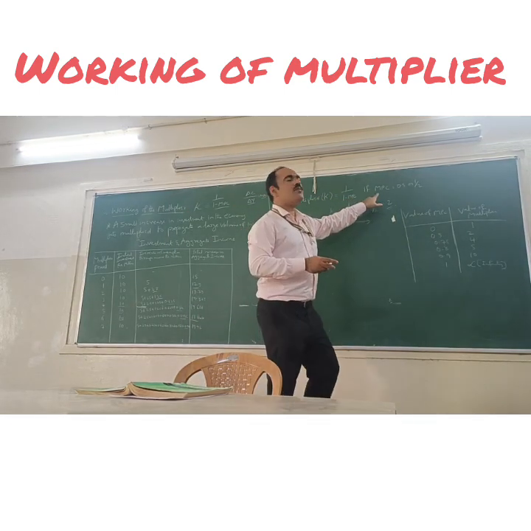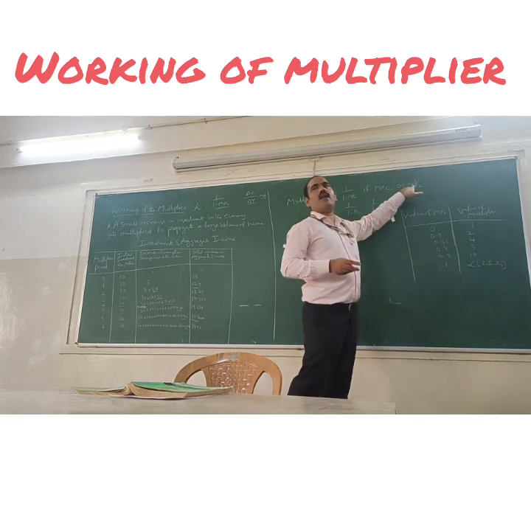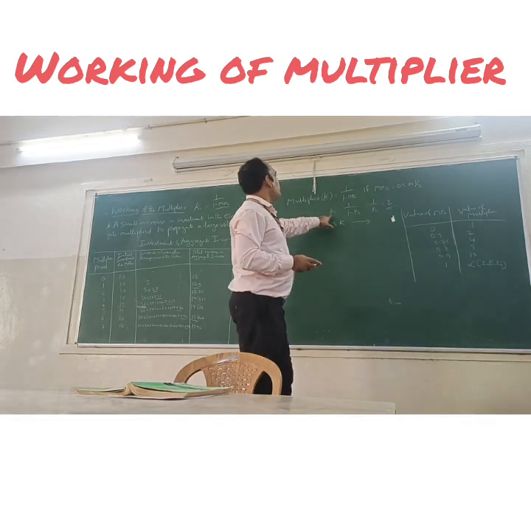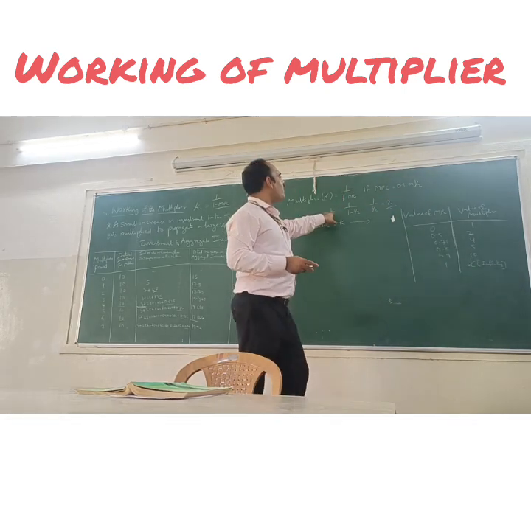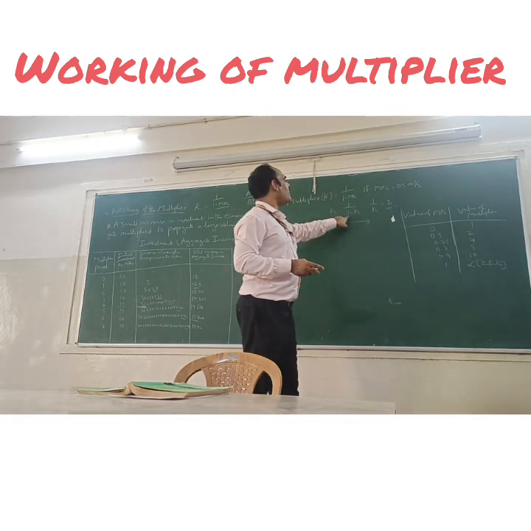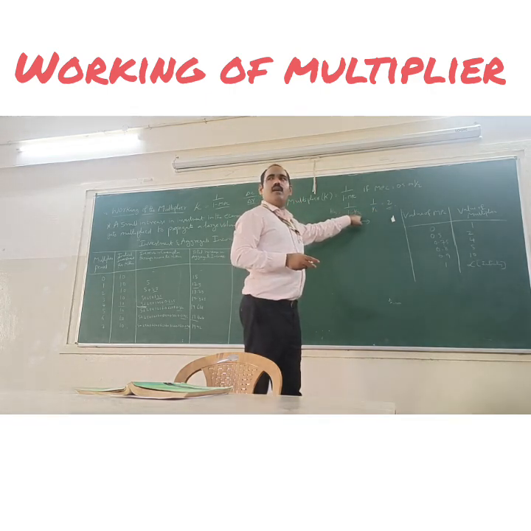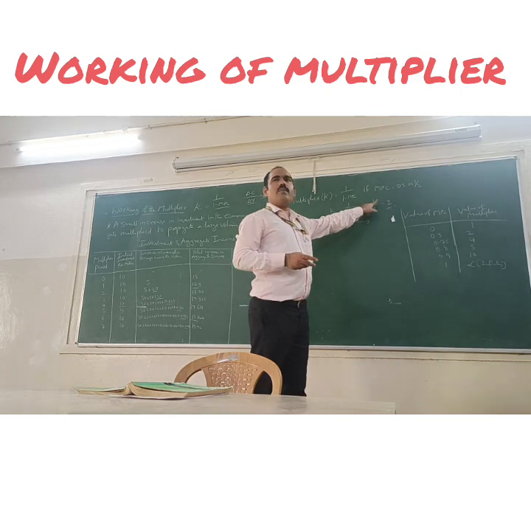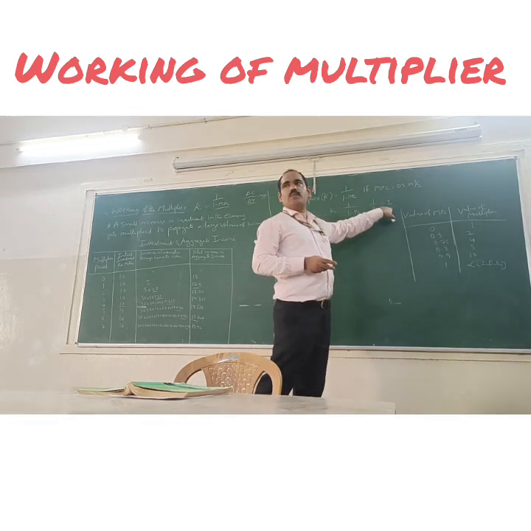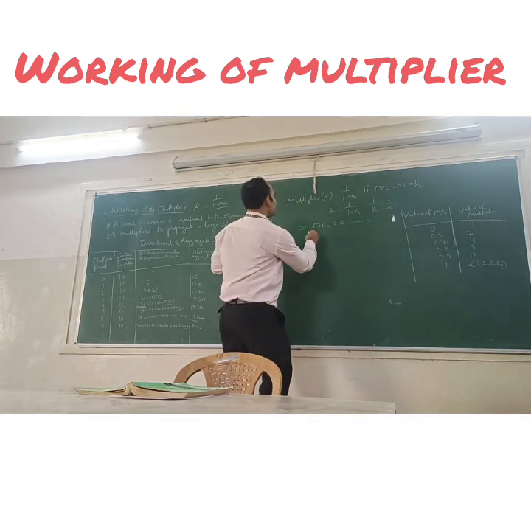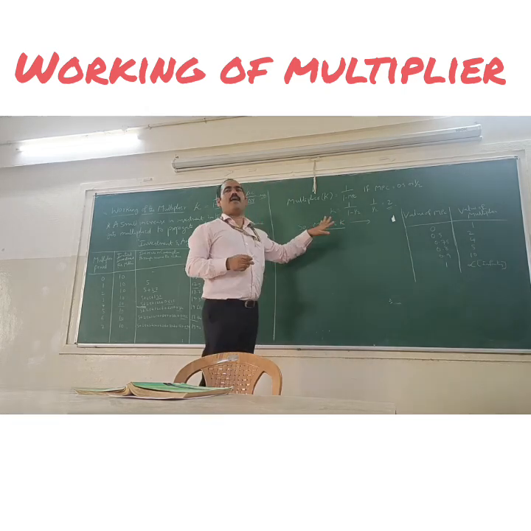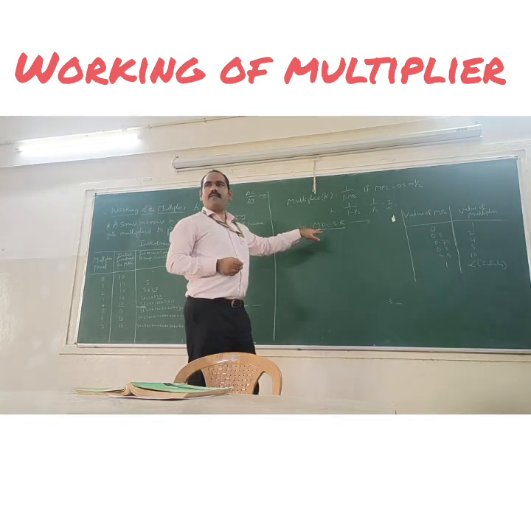Then if we assume MPC is equal to 0.5, or 1 by 2, then the multiplier will be 2. That is, K is equal to 1 by 1 minus half, or 0.5. 1 by half is equal to 2. So here we have the calculation for the multiplier through MPC.